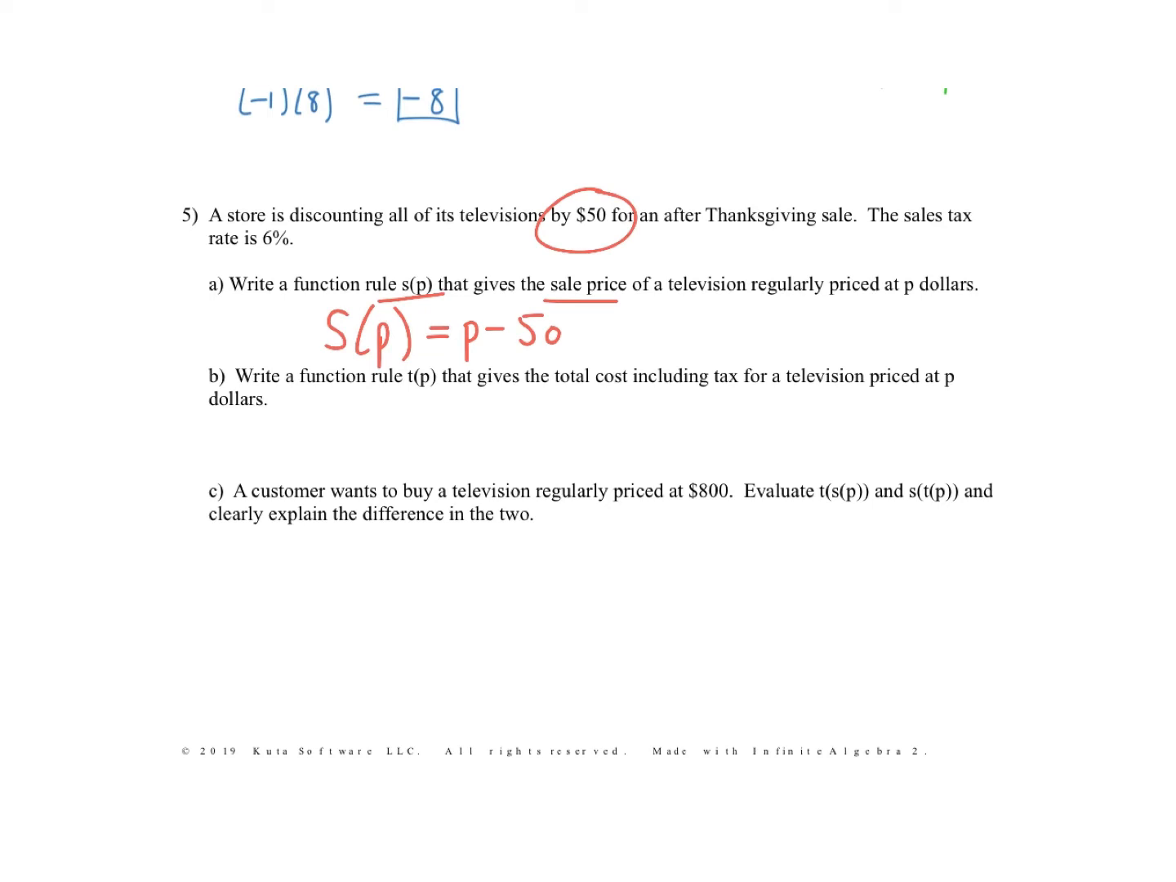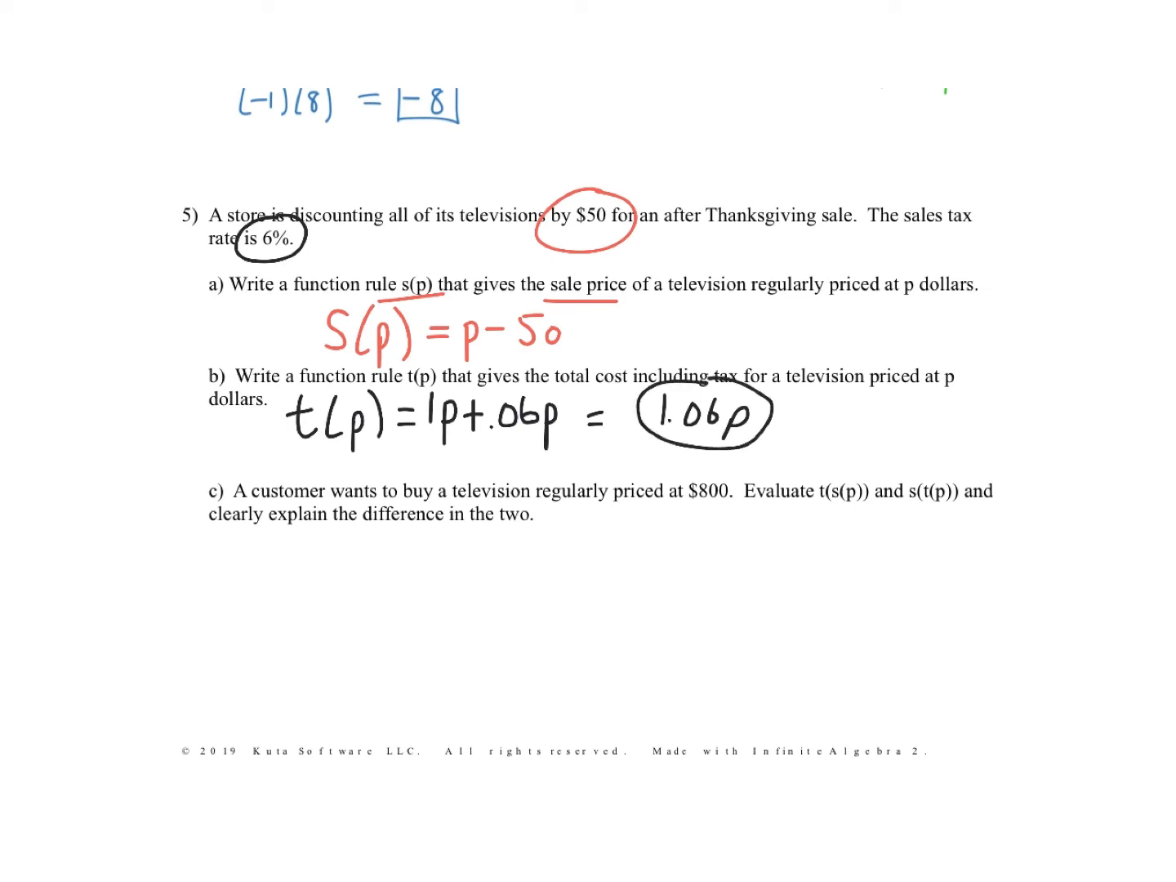Then for part B, we now need to add sales tax. So if tax is 6%, the rule to add tax to any price P is to just take the price and add 6% of it, which is 0.06p. It's going to be a little simpler for us if we combine those like terms. P plus 0.06p. Remember P is 1p, so when we add the like terms, we get a simplified rule of 1.06p.